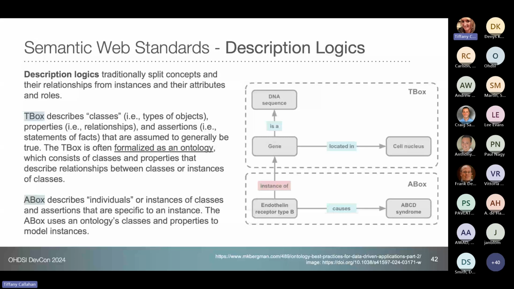This is what we use an A box for. An A box describes individuals or instances of classes and assertions about them that are just specific to that instance. So again, we just want to say something specific about one type of P53, not all types of P53. And the A box uses an ontology's classes and properties to model instances. So it extends what we can say. From the prior T-box representation, we can say that endothelial receptor type B is an instance of a gene, and this particular instance of it causes ABCD syndrome.